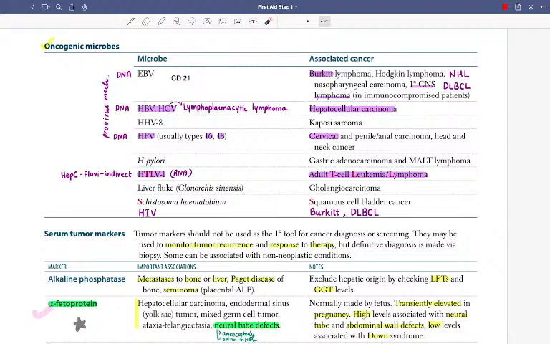Nothing to be missed out from these pages, the last few pages of neoplasia. Epstein-Barr DNA virus, CD21, Burkitt cell, Hodgkin's lymphoma, NHL, nasopharyngeal carcinoma, primary CNS lymphoma, DLBCL. Okay, especially Burkitt's is important. Next, all this is pro-virus mechanism.